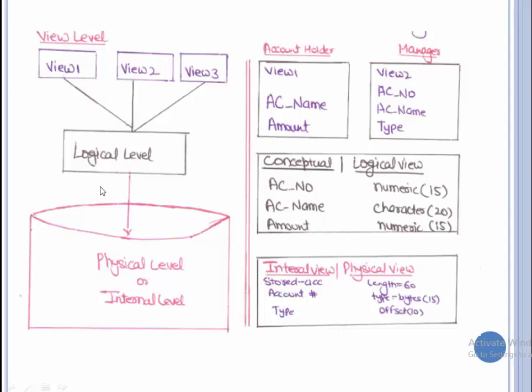So the logical level is the next level after the physical level, a middle level. This is also called the conceptual level. This level describes what data are stored in the database and what relationships exist among those data.